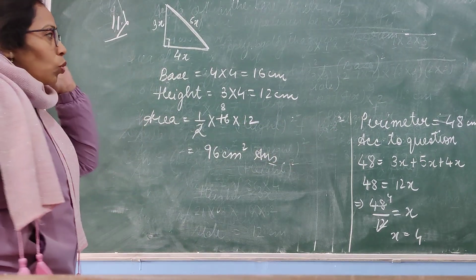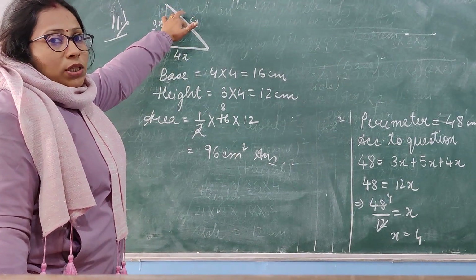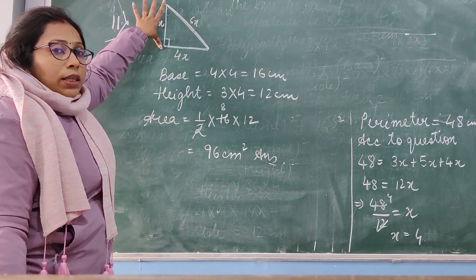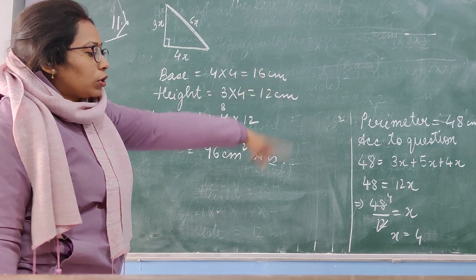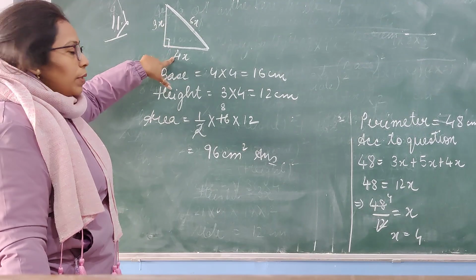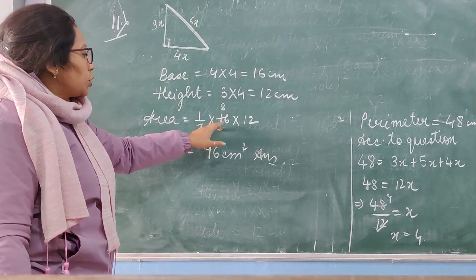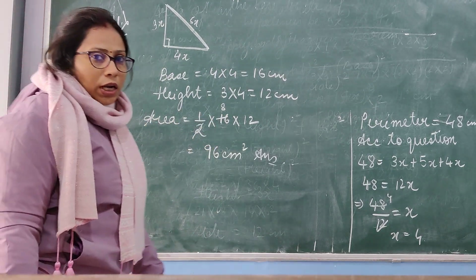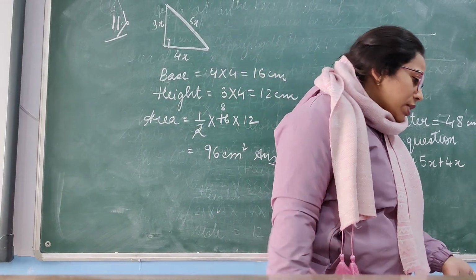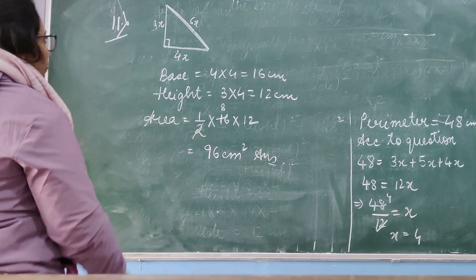I hope it's clear. What we did in this question, we had the base and the hypotenuse. So with the help of Pythagoras theorem, we calculated the height in terms of x. And then with the help of the perimeter, we calculated the value of x, and then we substituted it in the height and the base, and then we got the values of height and base, and that we substituted in the formula of area of a triangle. I hope the question is clear to all of you. And with this, let's move on to question number 12. Let's take up question number 12 now.